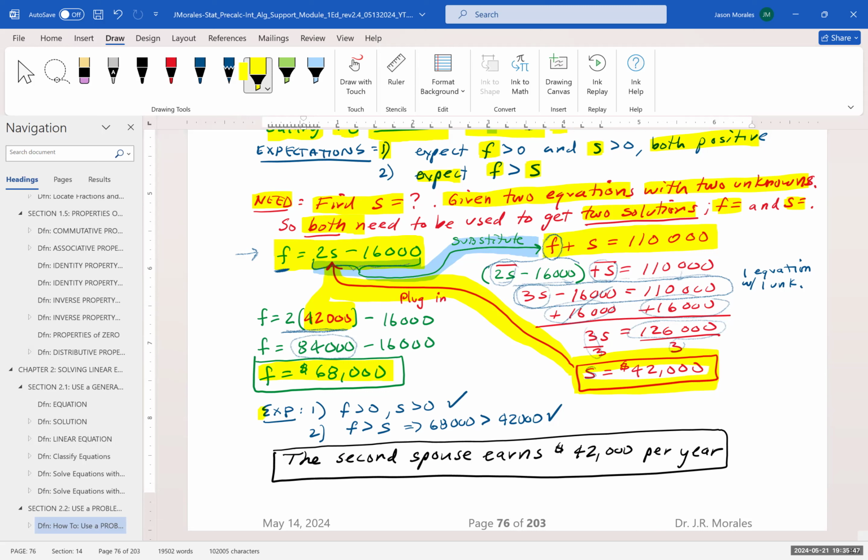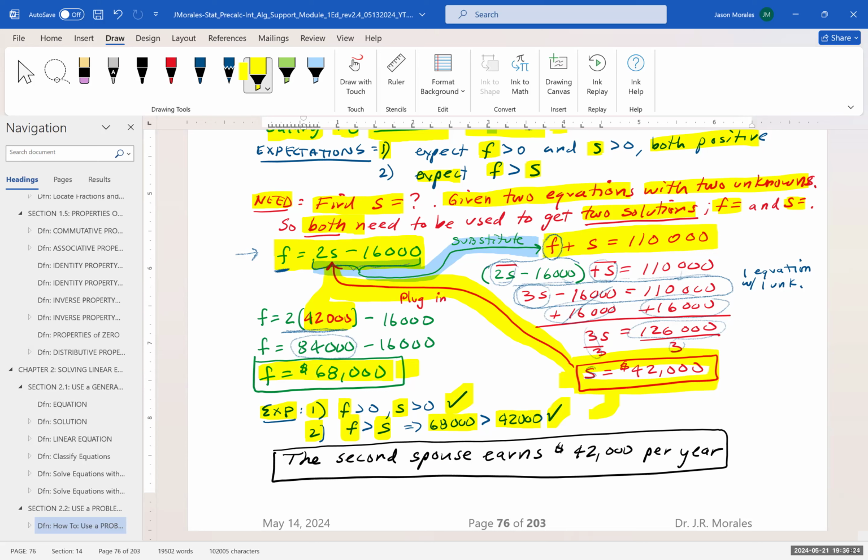So when we compare this with our expectations, number one, that both the salary of the first spouse and the second spouse are positive. Okay. And so when we look over here and we look over here, they are. So check. The second expectation is that the salary of the first spouse is greater than the salary of the second spouse. The salary of the first spouse was 68,000 and the salary of the second spouse was 42,000. 68 is greater than 42. So check, we're good there. So we should have really good confidence that our answer for S is correct.